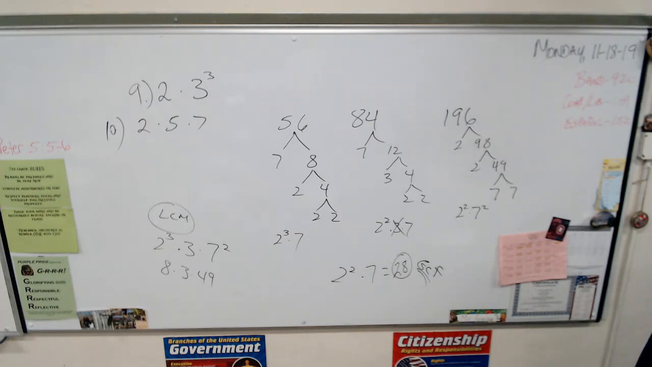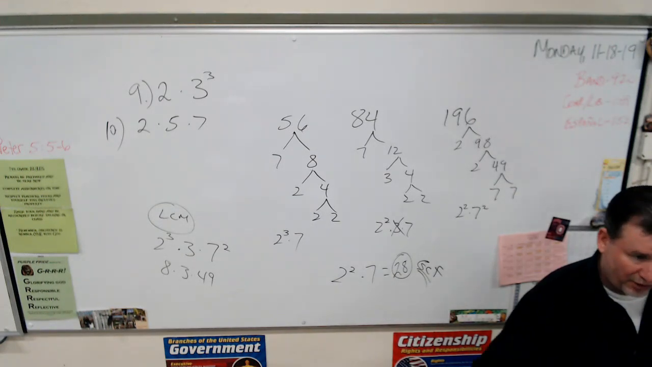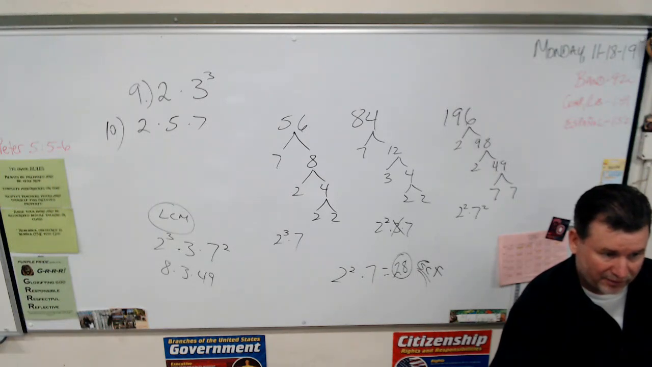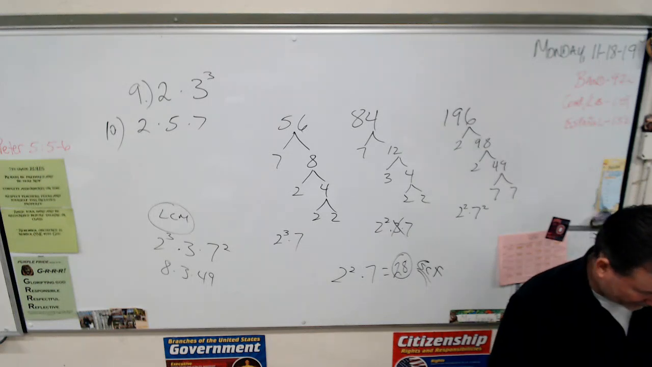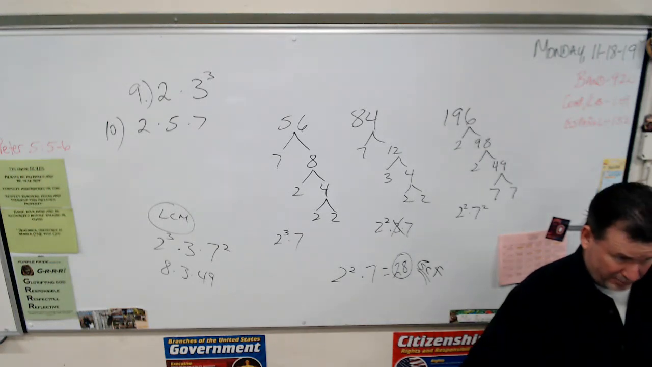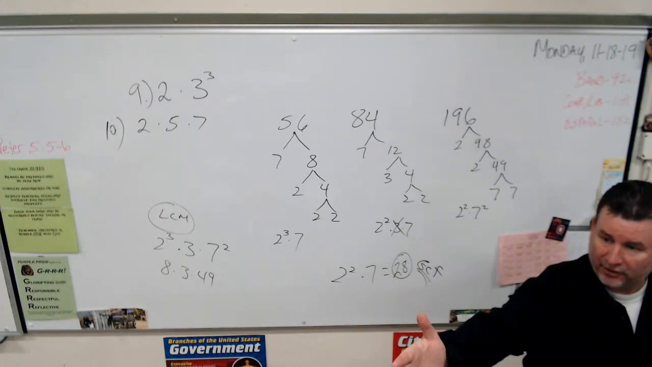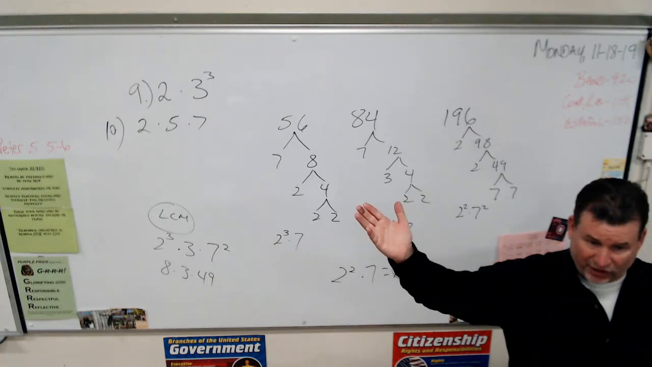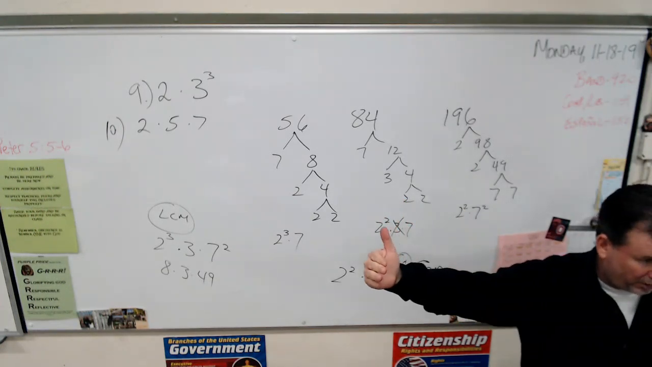Number, where am I at? 19. The greatest common factor, believe it or not, is 3. 3 is the greatest common factor for number 19. Number 20, the greatest common factor is? Anybody? Number 20, greatest common factor? X. That's it, just X. It can't be 2X because there's no 2 with the other 2 terms.